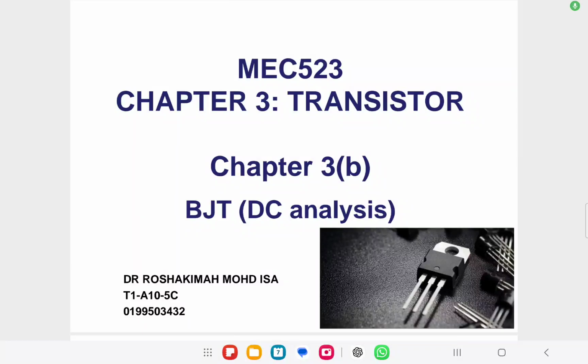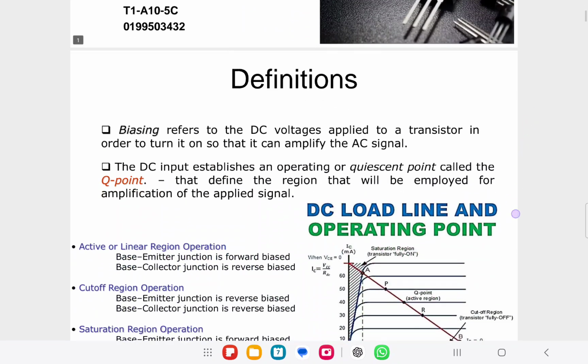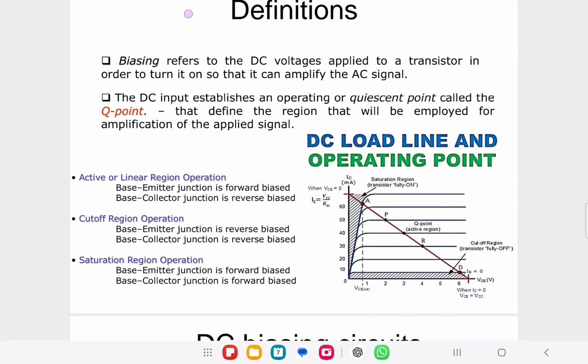Right. So today is for BJT DC analysis. Okay. This is the DC load line. Hari tu kita dah tengok for this DC load line and operating point.